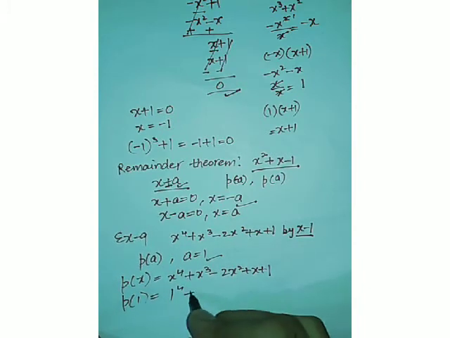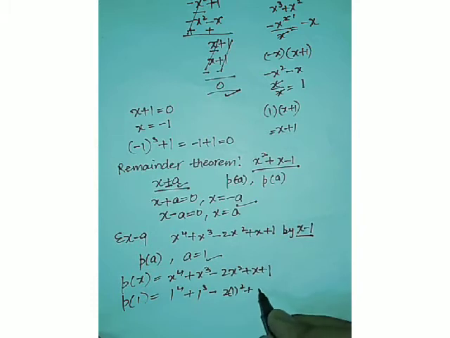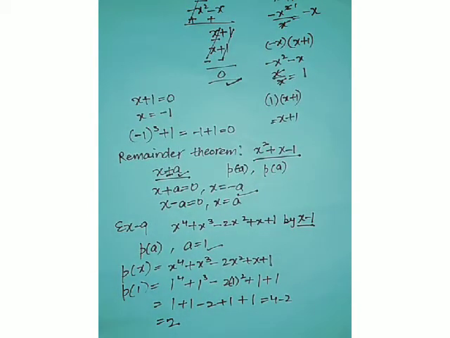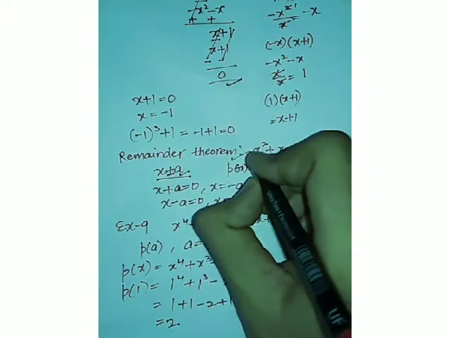1 raised to power 4 plus 1 raised to power 3 minus 2 times 1 raised to power 2 plus 1 plus 1. What will you get? 1 plus 1 minus 2 plus 1 plus 1. It means 4 minus 2. Ultimately you will get 2. It means 2 is your remainder. So no need to apply the long division method again and again when you know the remainder theorem.